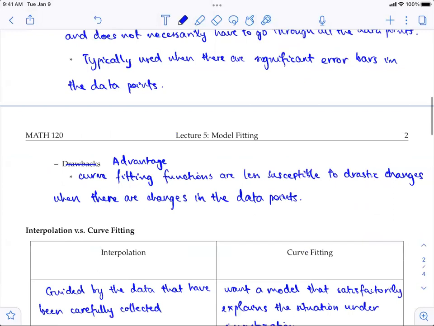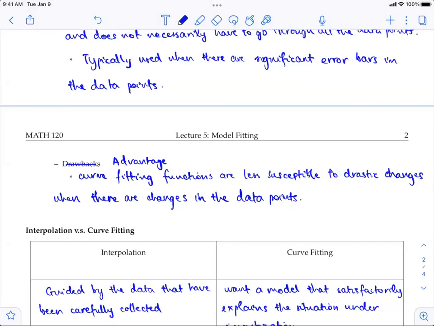Of course, the big advantage of curve fitting is that curve fitting functions are less susceptible to drastic change when there are changes in the data points, because it just fits the set of data points that you collect. So it does not really depend on any single point whatsoever. That's a big difference from interpolation. Interpolation has to go through all the data points. For curve fitting, it just has to fit the set of data points that you collect. So those are the differences between interpolation and curve fitting.